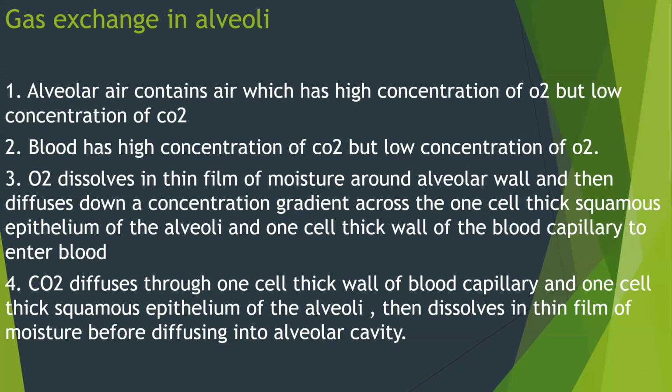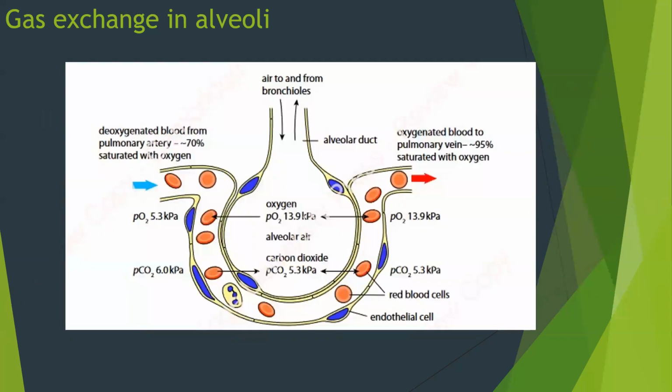The carbon dioxide will do the opposite. It will diffuse through the one cell thick blood capillary endothelium and then through the one cell thick squamous epithelium of the alveoli, and then enter the alveolar cavity. So this is what I just explained.